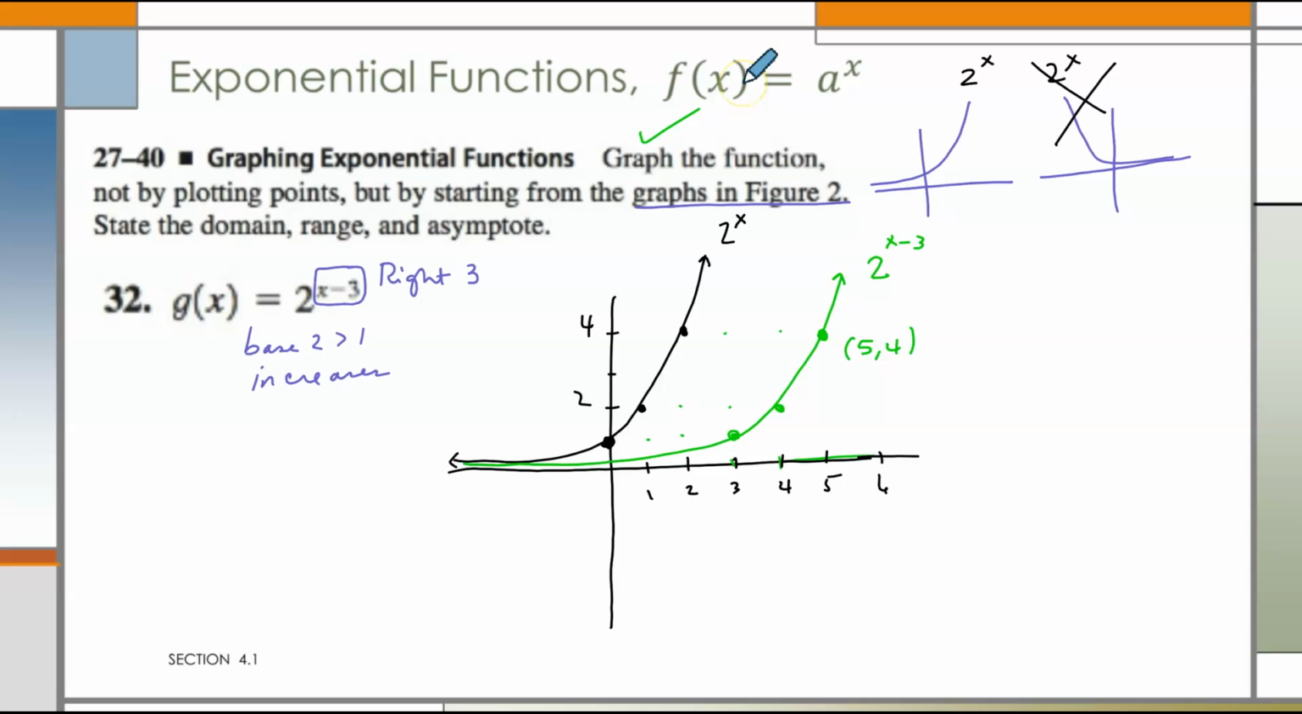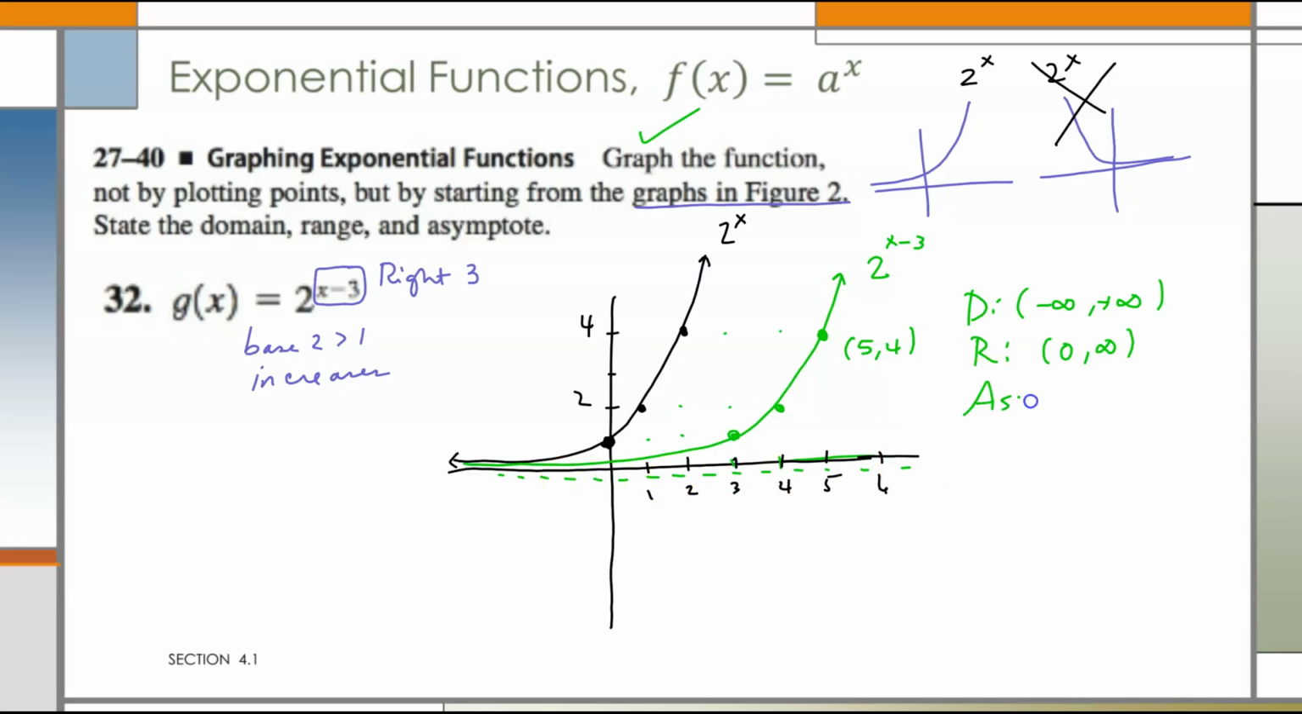Okay, so we graphed our function. Now we are ready for the domain, range, and asymptote. Let's look at our domain. Automatic, negative to positive infinity. That was from part 1. Range: if I look at my y values, they are going to approach the x-axis but never touch or cross it. So our range is going to go 0 to infinity. And then the asymptote is the x-axis.